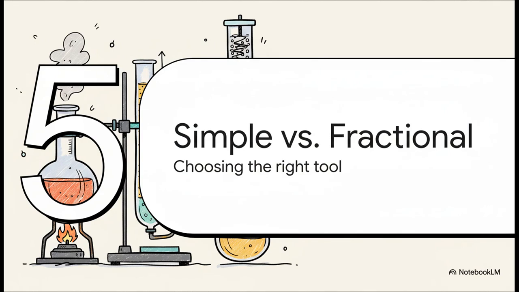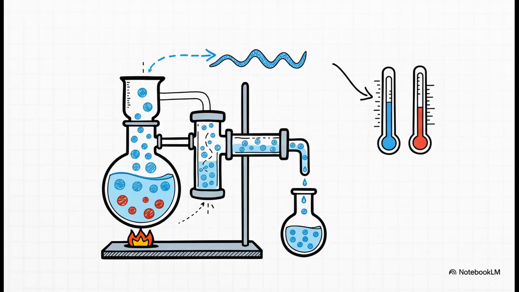Okay, so distillation isn't a one-size-fits-all kind of thing. You've got to choose the right tool for the job. And the two main tools in our toolbox are simple distillation and fractional distillation. Let's break down when and why you'd use each one. Simple distillation is exactly what it sounds like. It's for the simple jobs. You use this when the boiling points of the liquids you're trying to separate are really far apart. We're talking a difference of more than 70 degrees Celsius. It's basically one single cycle of evaporation and condensation.